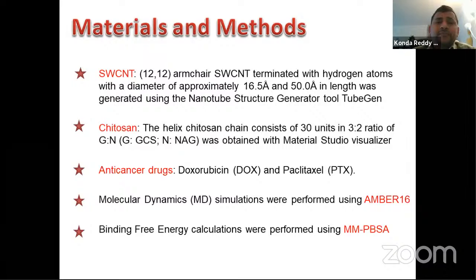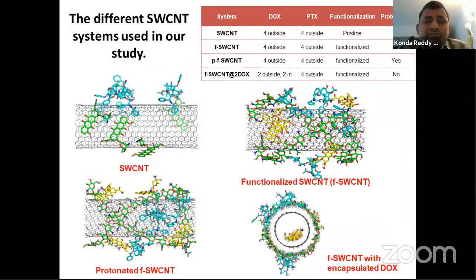releasing of drugs happens. So in our study, I've developed and studied 4 kinds of systems. I've studied multiple things, but for the presentation, I've shown majorly 4 different kinds of systems, showing loading with the pristine, loading with the functionalized, and then protonated, and also the encapsulated.